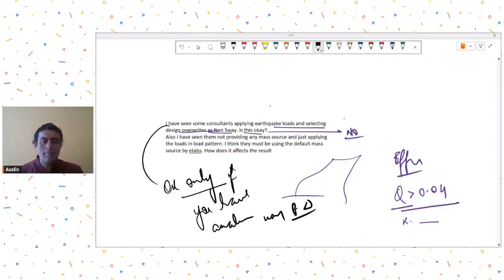Also, I have seen them not providing any mass source and just applying the loads in load patterns. I think they must be using the default mass source. Yes. So in default mass source, ETABS will not consider the load patterns properly. So you might be using the default mass source, but then ensure that in the default mass source setting, you have set up the dead load plus some percentage of live load. So if that has not been done, then it's a problem.